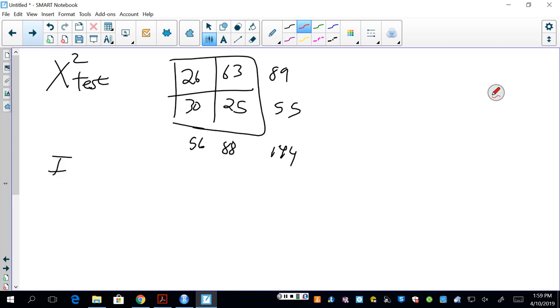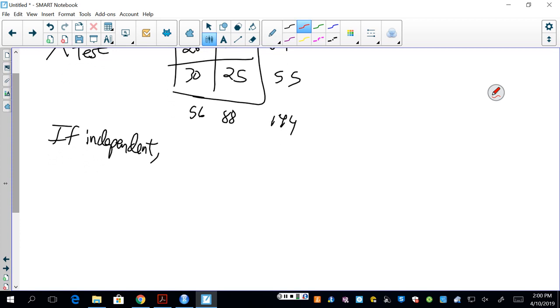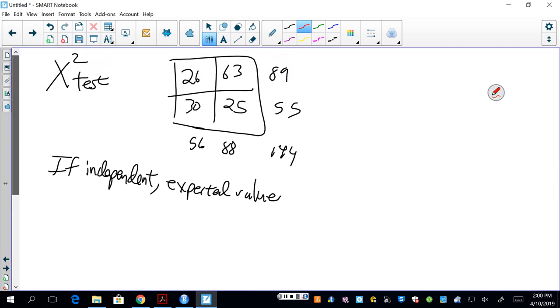So if these things are independent, then we can calculate expected values. How many plots would we expect to have? This was hickory and this was maple. This was present, absent, present, absent. How many plots would we expect to have both hickory and maple? How many would we expect to have one but not the other? And how many would have either?